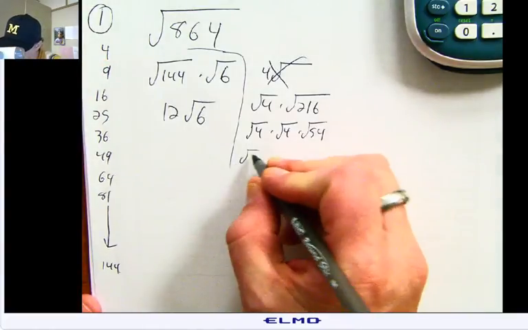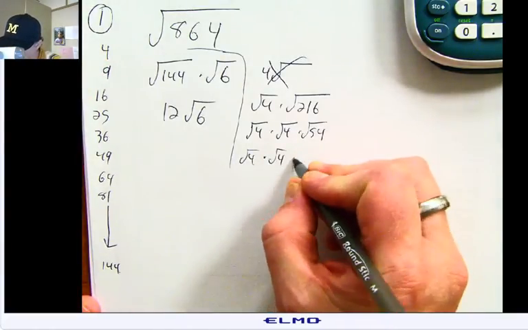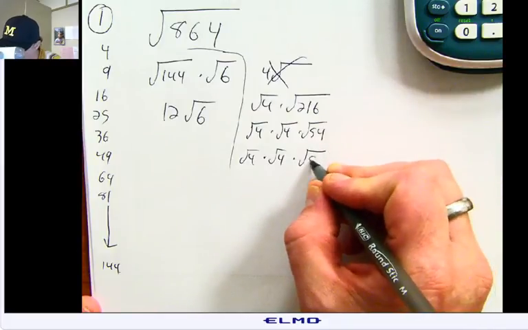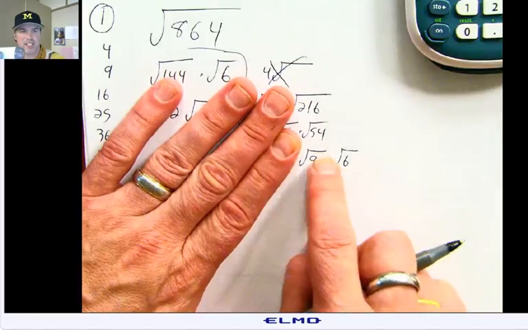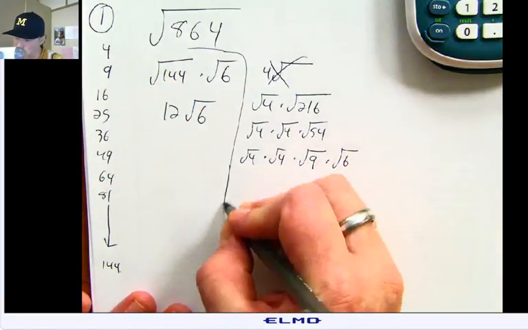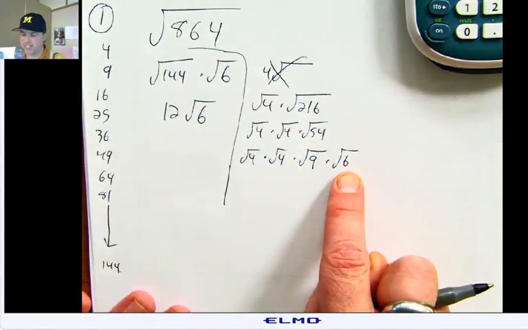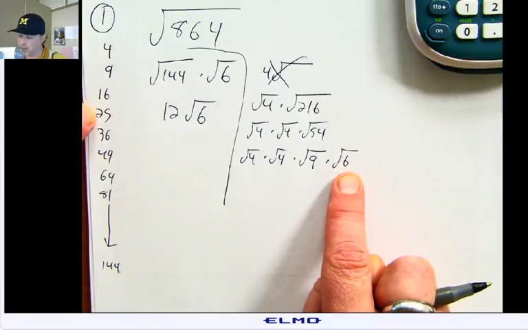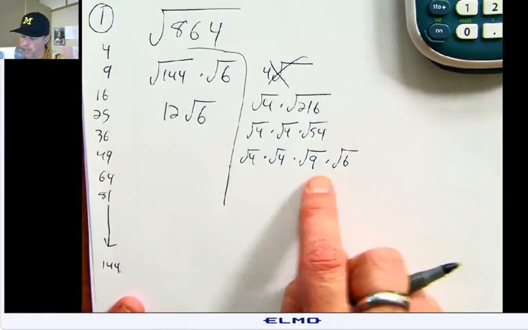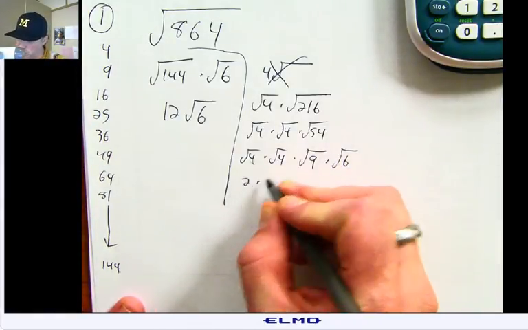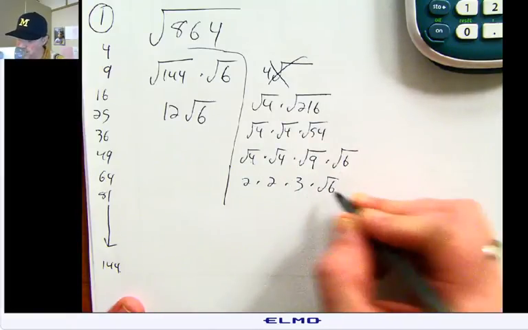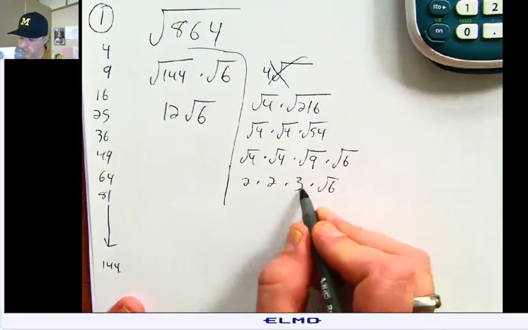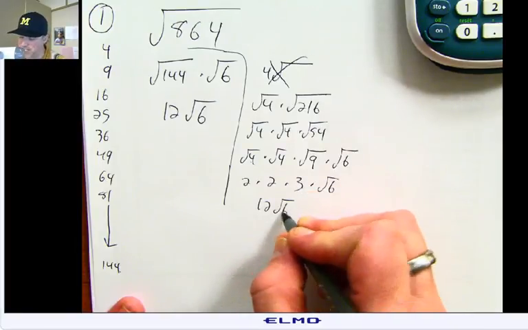So this becomes square root of 4 times square root of 4 times square root of 9 times square root of 6, because 9 times 6 is 54. And then I'm finally at this square root of 6, and nothing divides out of 6. And then square root of 4 is 2, square root of 4 is 2, square root of 9 is 3, and a root 6. 2 times 2 times 3 is 12, so I get 12 root 6.